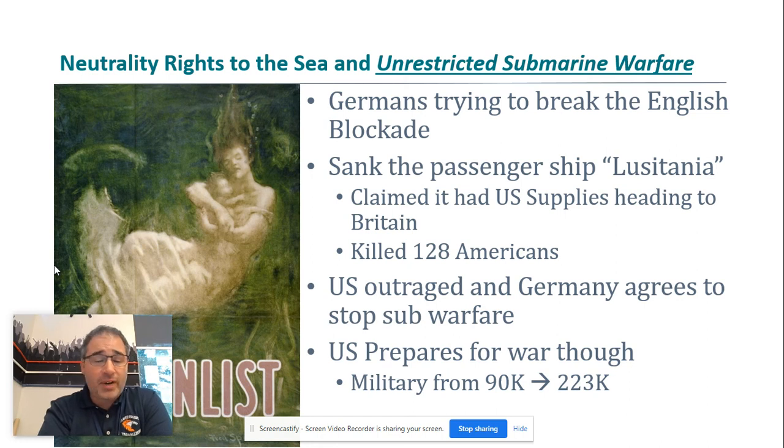The United States is outraged, and the United States gets Germany to promise not to sink any more ships. As it turns out, following some investigation, the Lusitania was carrying weapons into Germany, so Germany kind of had the right to sink it. But because of the American outrage, Germany agreed to stop submarine warfare for a while.